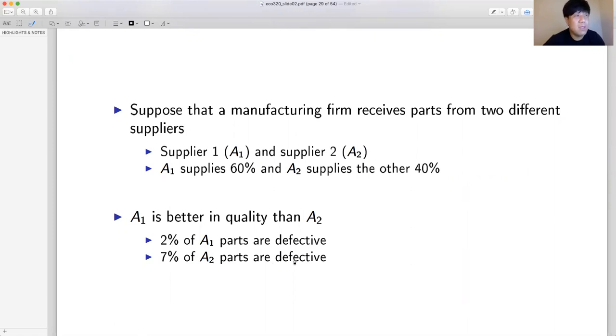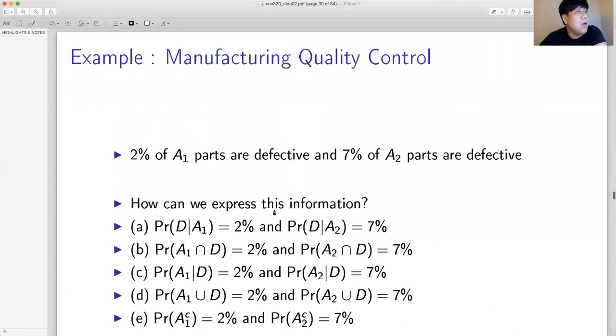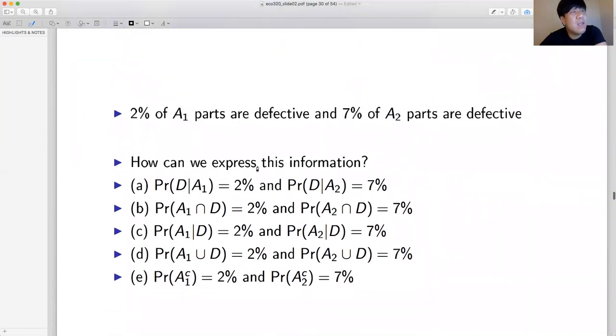So given this information, okay, so if I say D as defective, just indicate for D. So can you derive some information? Like we learned in the first chapter, like the range of some joint probability we learned. Okay, 2% of A1 parts are defective and 7% are defective. How can you express this information? This is actually very important for your exam and your understanding. So please take as much time as you need, pause this video and try to answer this. So how can you express this information?